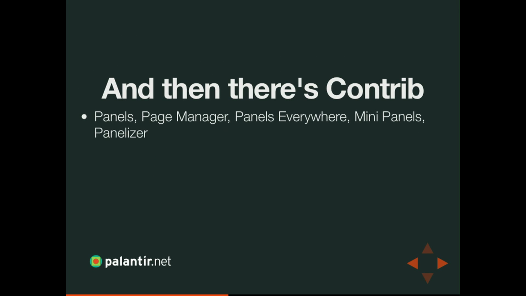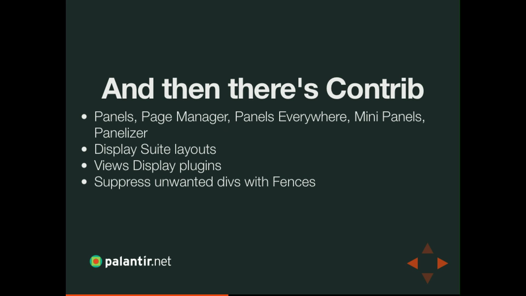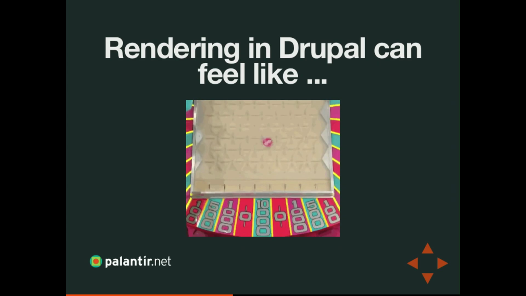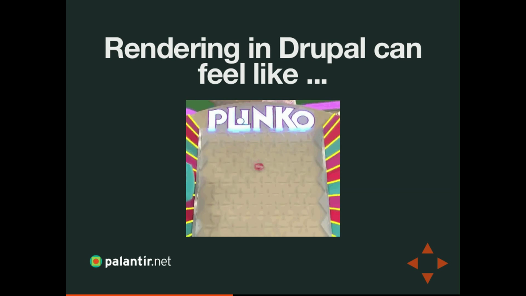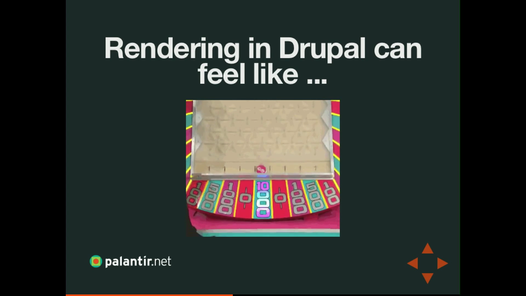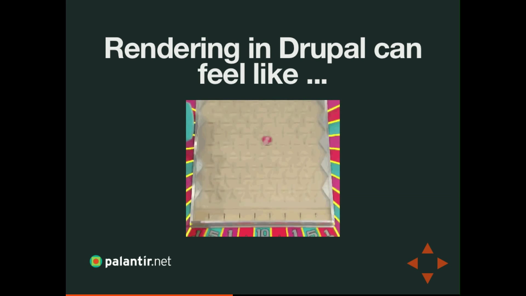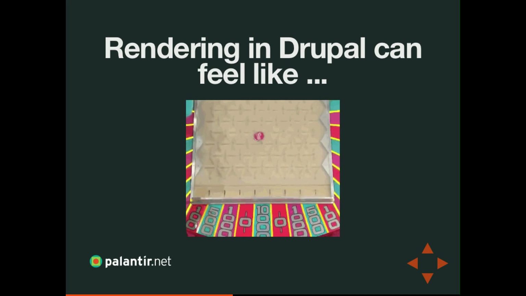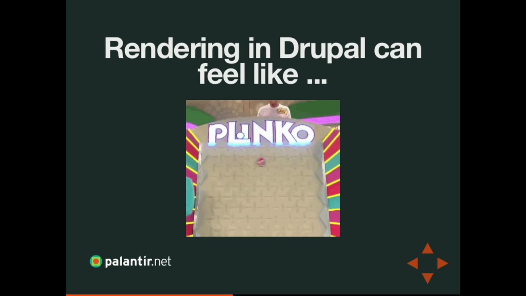And in Contrib, you can use the panels suite, of which there are a bunch of different modules. You can use display suite. You can use views display plugins. You can suppress unwanted divs with the fences module. You can add more view modes. And rendering in Drupal starts to feel like a game of Plinko, where you're dropping your data in on one end. It hits a bunch of different bars that change the way it works. And you hope that at the other end, you get out what you wanted.